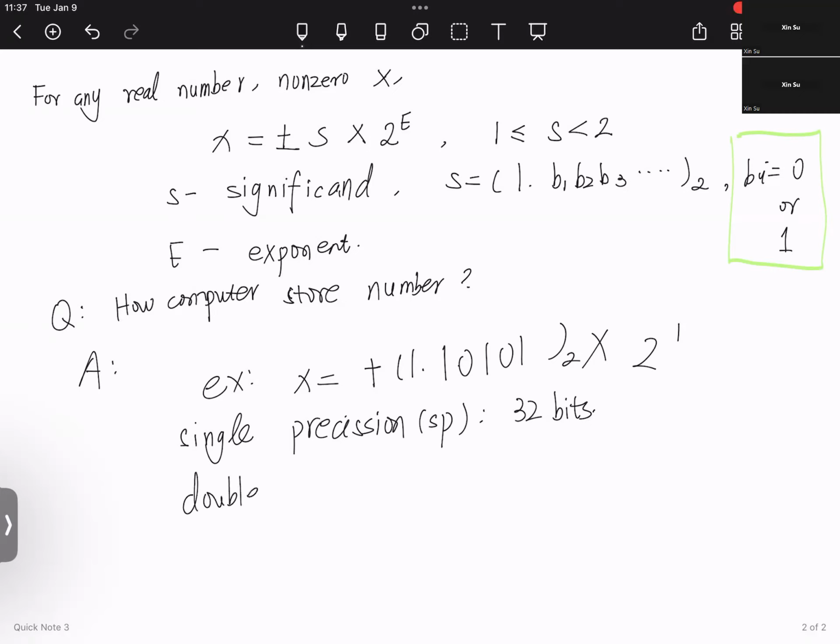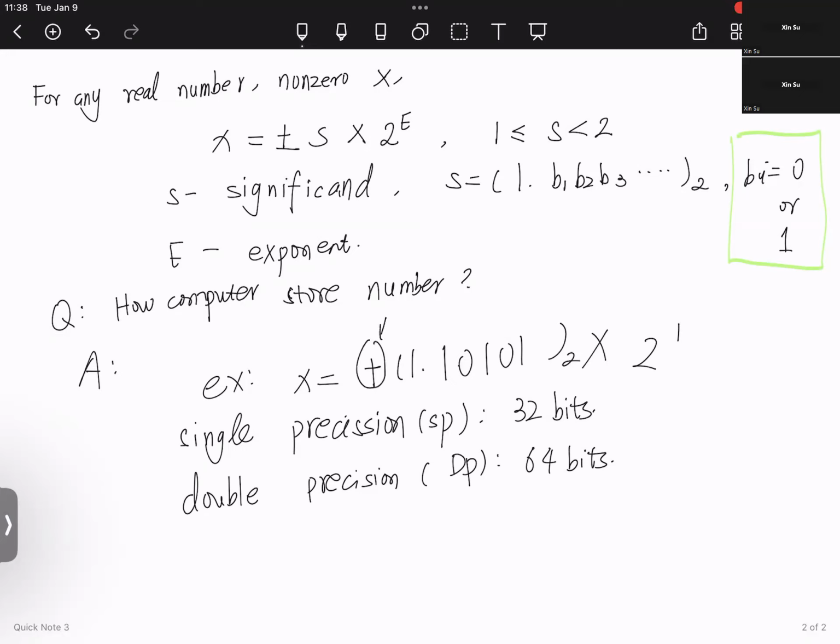Double precision means that the computer has 64 bits to store one number. And then you can see that for the 64 bits, double precision is more precise than single precision. You can store smaller numbers in double precision.